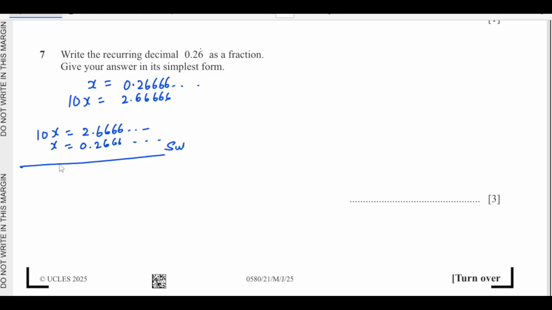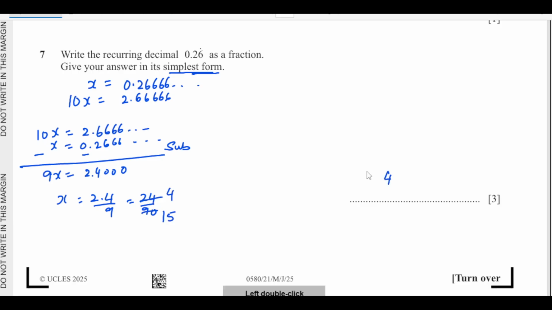When you subtract, 10x minus x is 9x, equals 0, 0, 0, 2.4. So, x is 2.4 over 9. So, this is 24 over 90. Then we can give your answer in its simplest form. So, read instructions carefully. Now, we are going to divide it. 6, it can be divided by 6 times 4 and 15 here. So, 24 divided by 6 gives 4, 90 divided by 6 gives 15, so 4 over 15 is the answer.